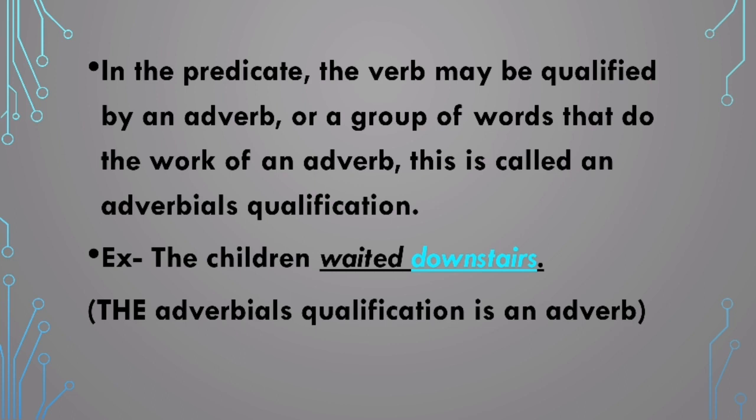So in this, the children is the subject, waited downstairs is the predicate. Okay, but here downstairs is the adverbial qualification because it is telling us about waited. You all know what waited is? Action word hai, right? And downstairs ye bata raha hai, it is telling us about that action word. So downstairs is the adverbial qualification here.